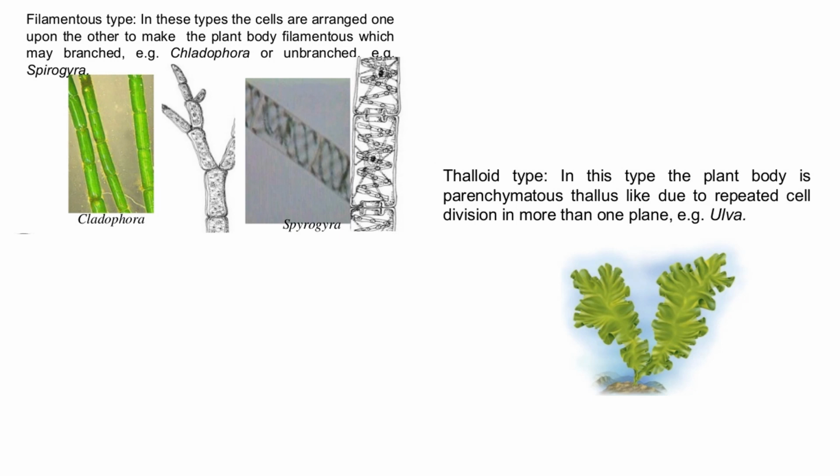So next is the thalloid type. In this type, the plant body is a parenchymatous thallus, formed due to repeated cell divisions in more than one plane. An example is Ulva. In this type, you see it is like parenchymatous cells, like the parenchyma of plants. The cells are joined one to another in an irregular, random form, grouped together, forming a parenchymatous body. This is known as the thalloid type. It does not have differentiated cells or differentiated plant parts, and the example is Ulva.